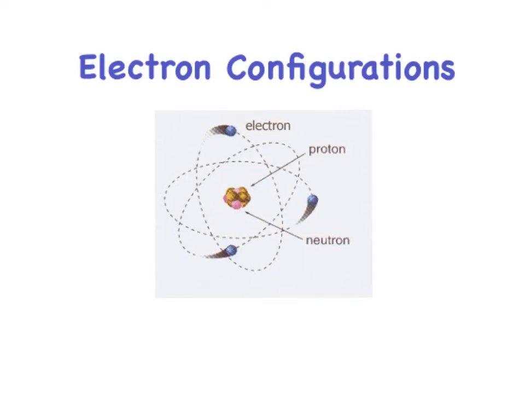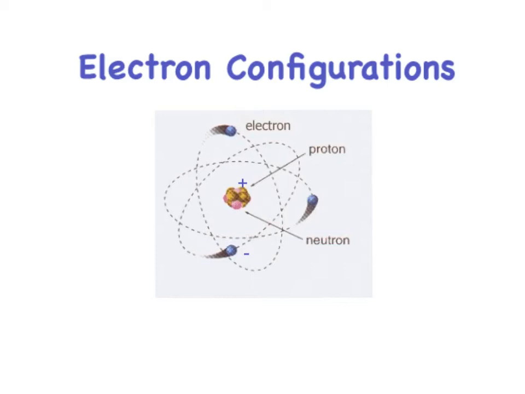We've learned that an atom consists of a nucleus, which contains protons and neutrons. And that nucleus is small and dense compared to the rest of the atom, which consists of the electron cloud. And remember that electrons are negatively charged, and protons are positively charged.